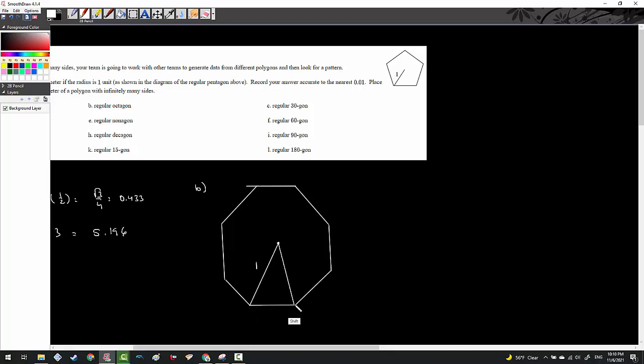I'm going to eventually split this up into 8 triangles, the way I have been with all of my areas of polygons. And here we go. So let's talk about what I'm going to do here. The area is going to be 1/2 base times height times the number of triangles, and the number of triangles is going to be 8.